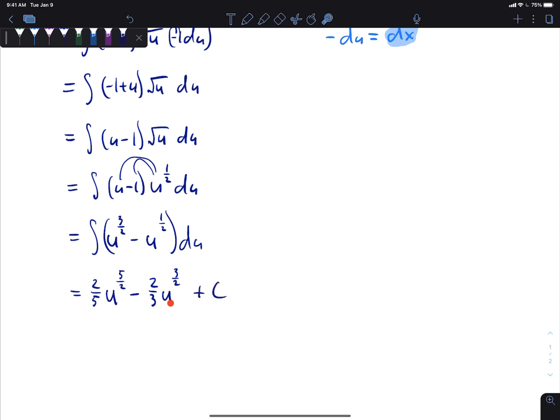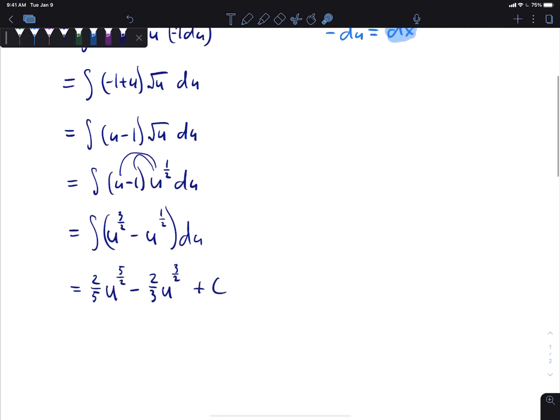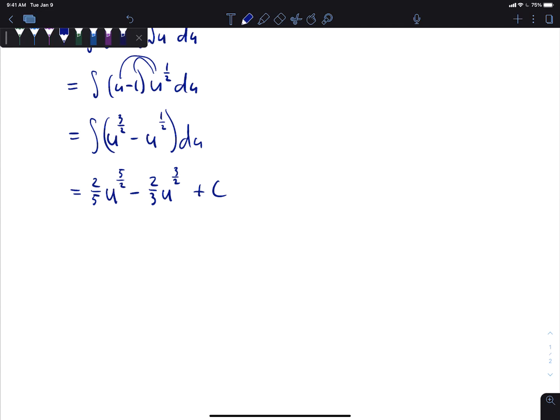And then just replace the u's with what we said they were, 1 minus x. So this is going to give me 2/5 times (1 minus x) to the 5 halves power minus 2/3 times (1 minus x) to the 3 halves power plus some constant.